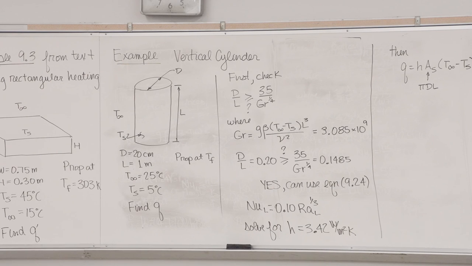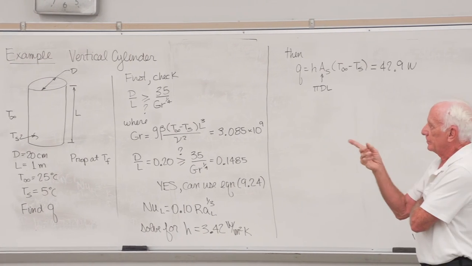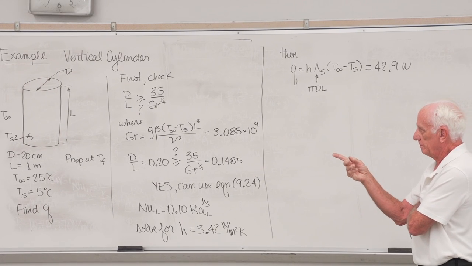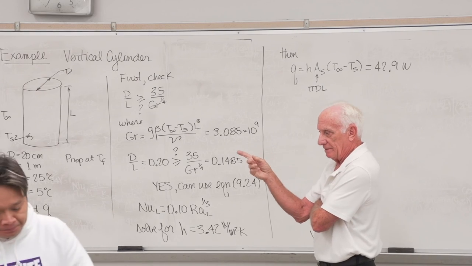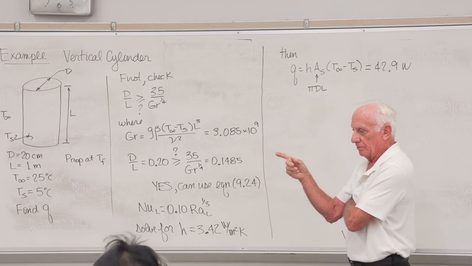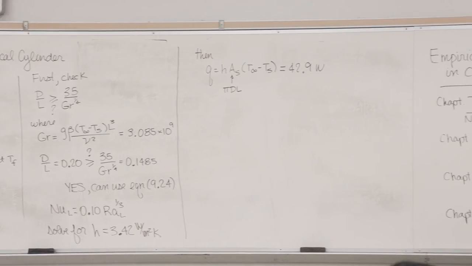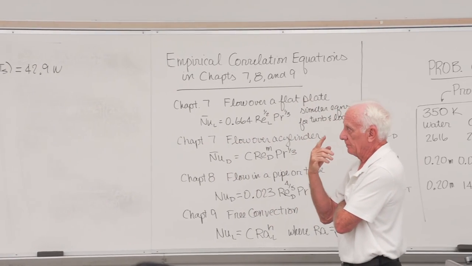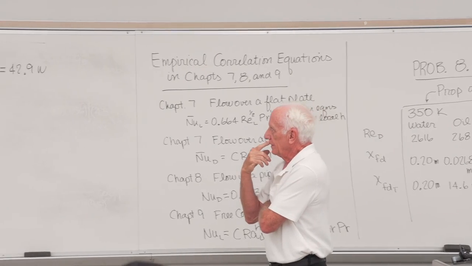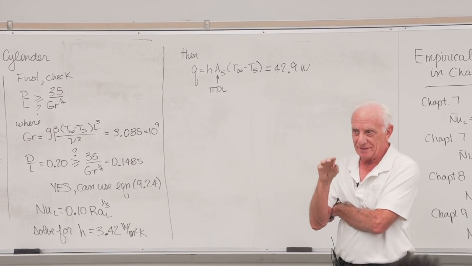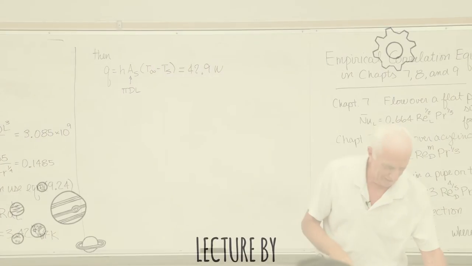So this is the fourth of the five geometries: vertical surface, vertical cylinder, horizontal surface hot, horizontal surface cold. We've done those four so far with an example. The one left is the horizontal cylinder. That's going to take a while, so I'm going to stop at this point.